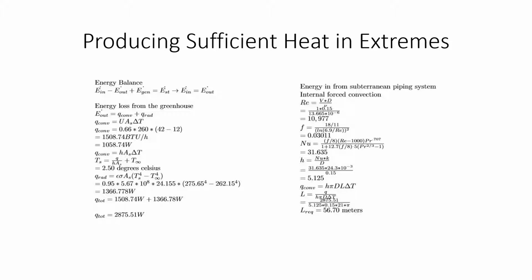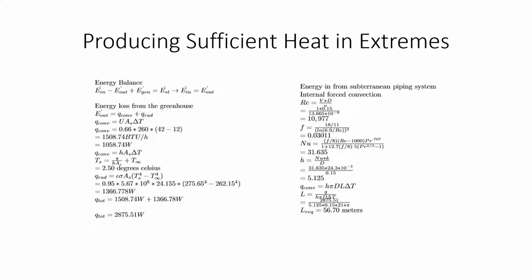We have a U value of 0.66, which is the U value for double layer plastic, which is what the greenhouse is made of. We have a surface area of 260, which is based on the geometry of the greenhouse itself. And we come up with heat loss from the greenhouse due to radiation and convection of about 2.875 kilowatts.